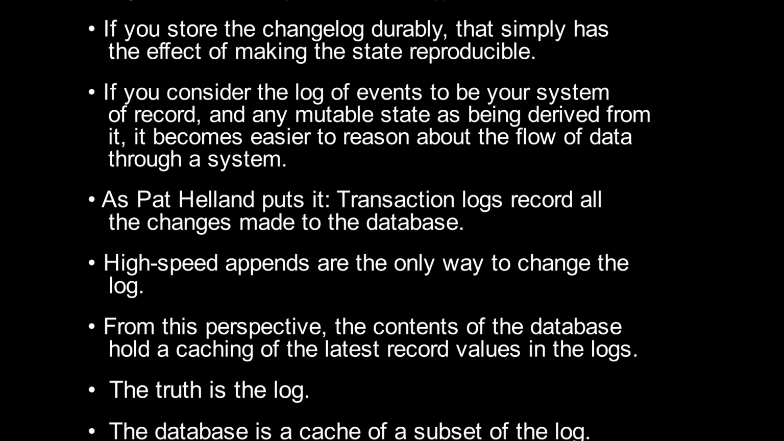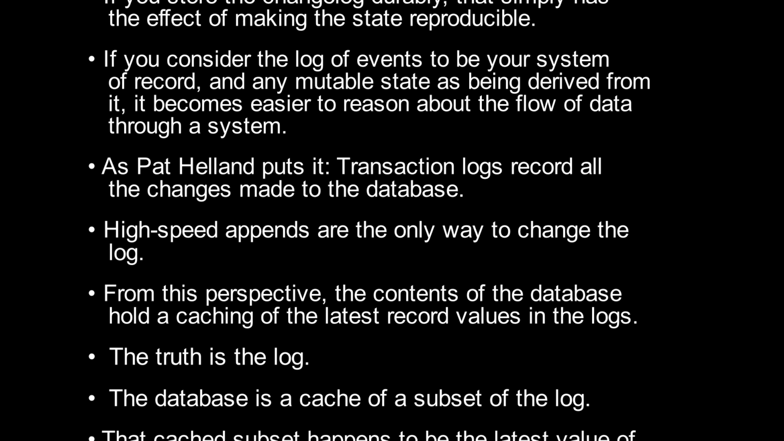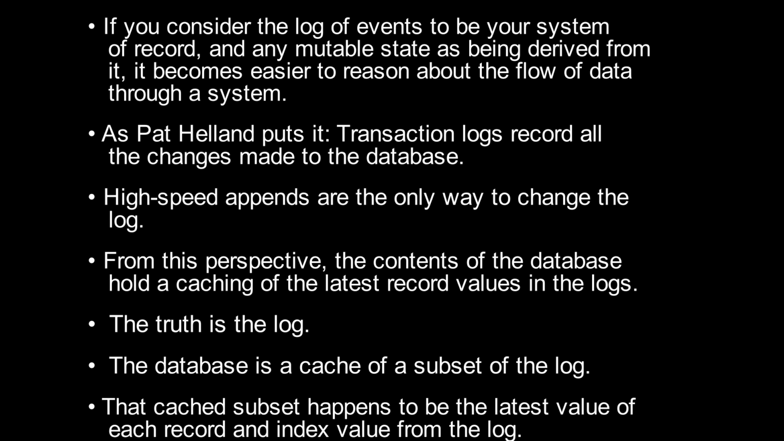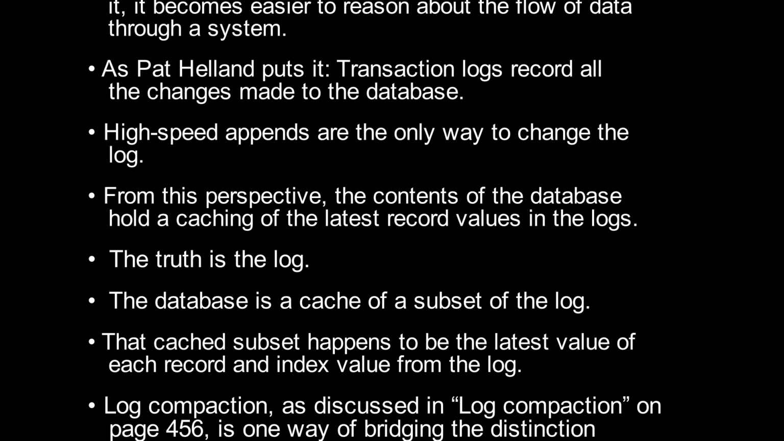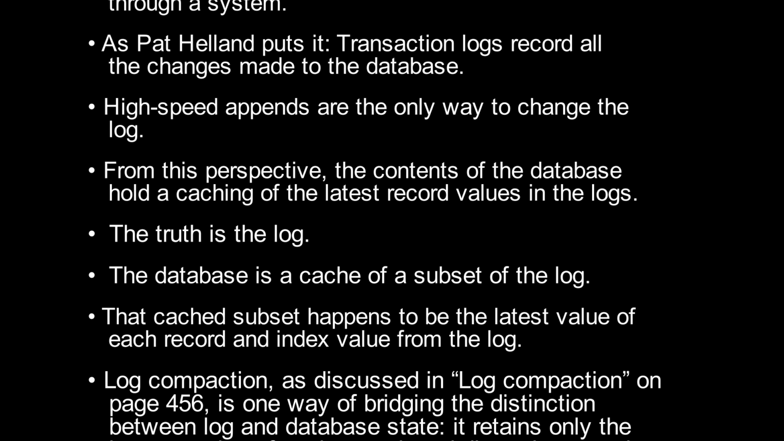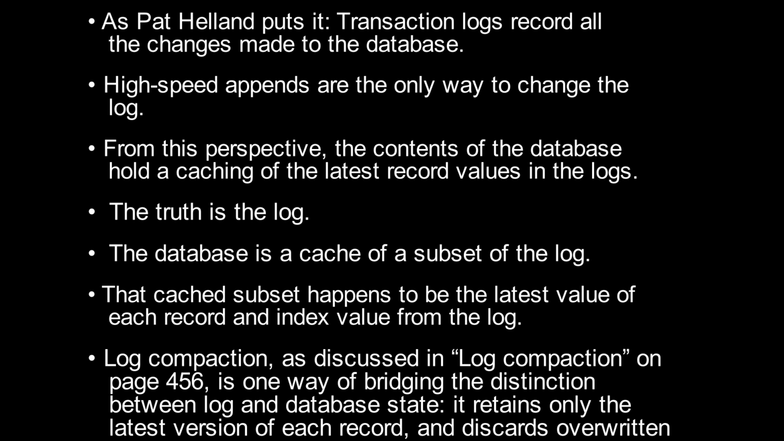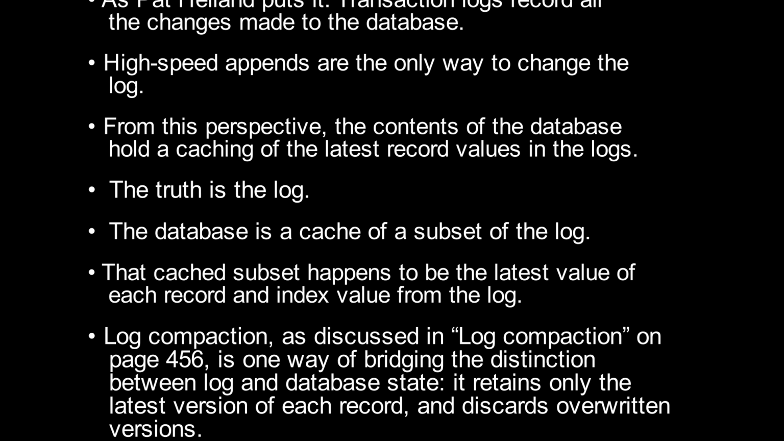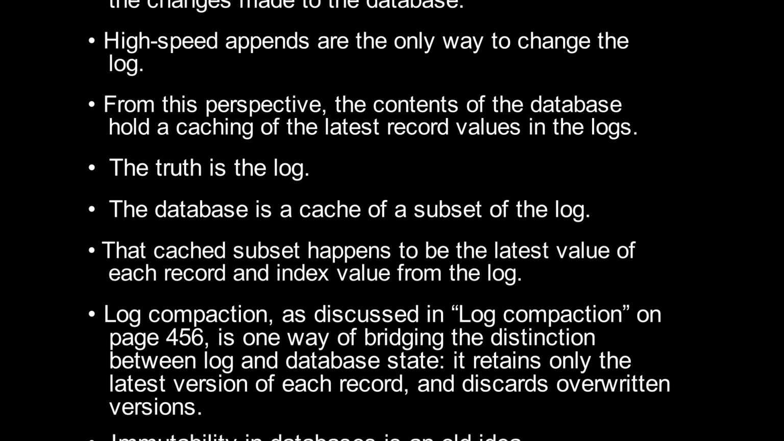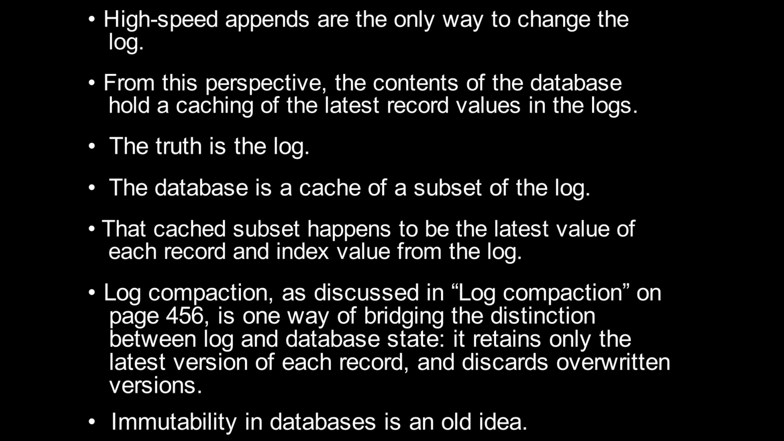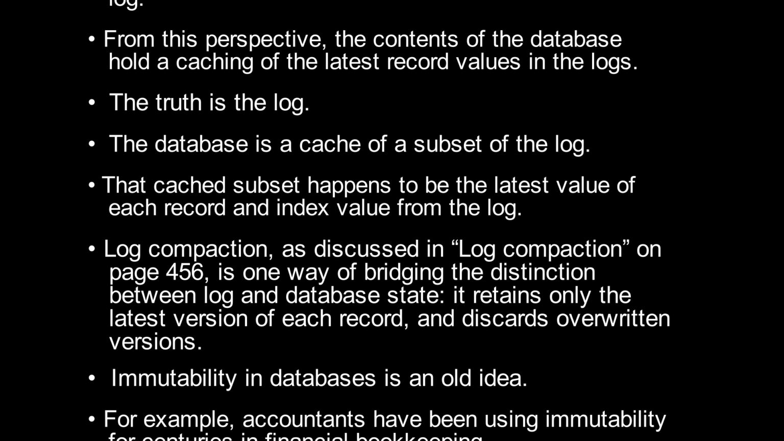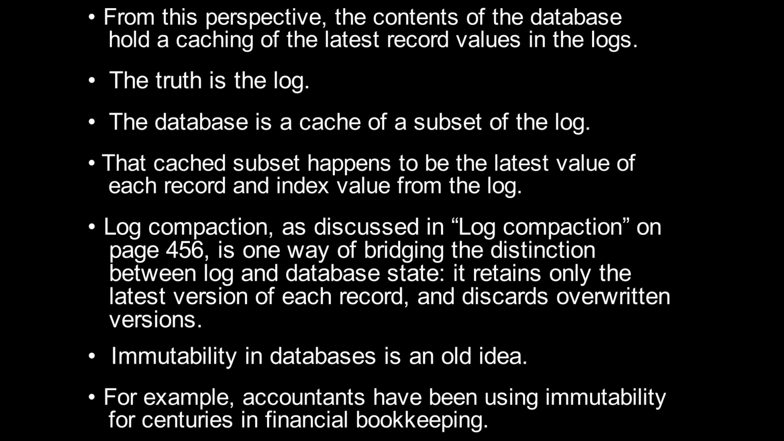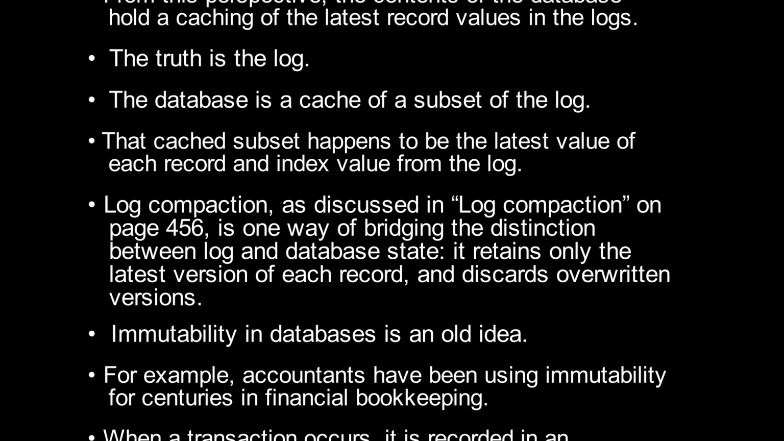From this perspective, the contents of the database hold a caching of the latest record values in the logs. The truth is the log. The database is a cache of a subset of the log. That cached subset happens to be the latest value of each record and index value from the log. Log compaction, as discussed in "Log compaction" on page 456, is one way of bridging the distinction between log and database state. It retains only the latest version of each record and discards overwritten versions.